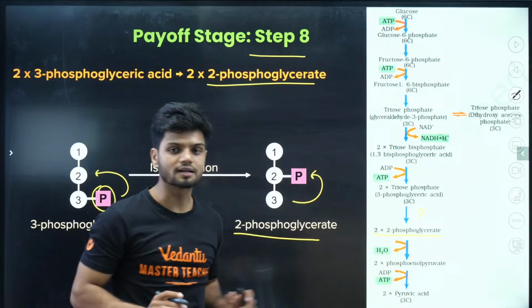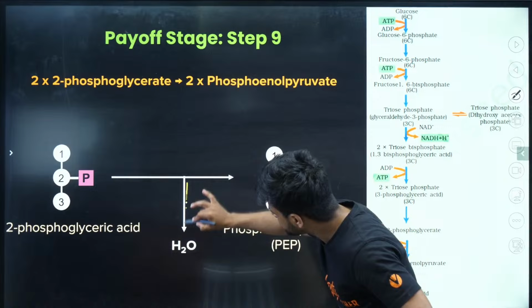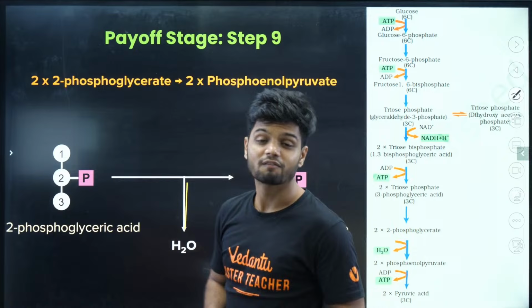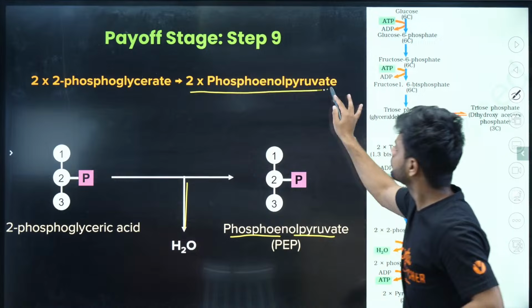Now, this 2 phosphoglyceric acid, if you look, water is released out. Water is released out, which converts it to phosphoenol pyruvate, PEP, which is also an intermediate of your C4 cycle. Yes, it is an intermediate of your C4 cycle. Now, we have what now? 2 phosphoenol pyruvate. Remember, always 2.